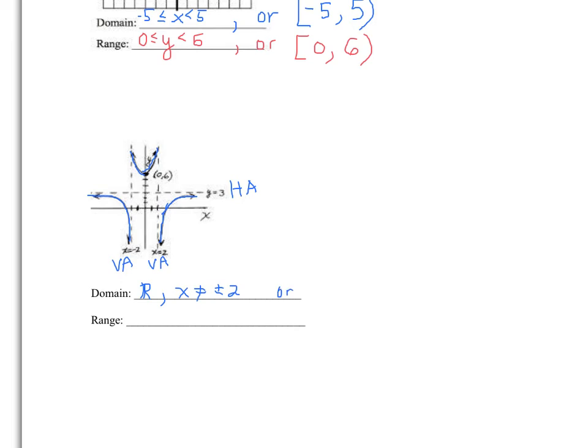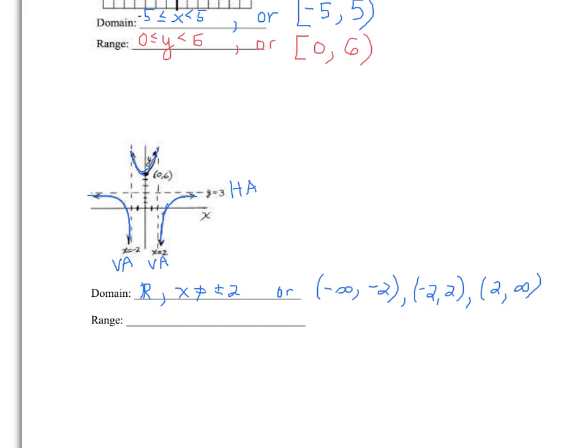Or another way of saying that, you could say negative infinity to negative 2, but not including negative 2. From negative 2 to positive 2, not including either of those. And then from positive 2 to infinity. So that's using interval notation. That's an alternative way of expressing our domain. Okay? So again, it might make a little more sense to just say it's everything except for the 2 and the negative 2. Lastly, our range.